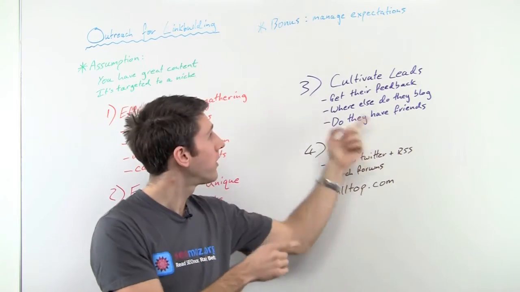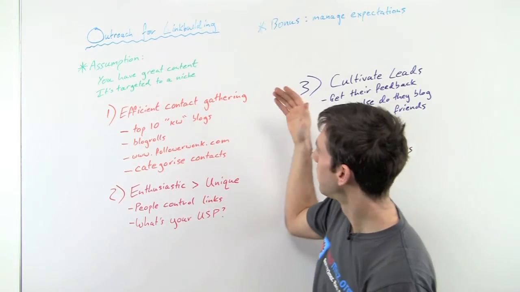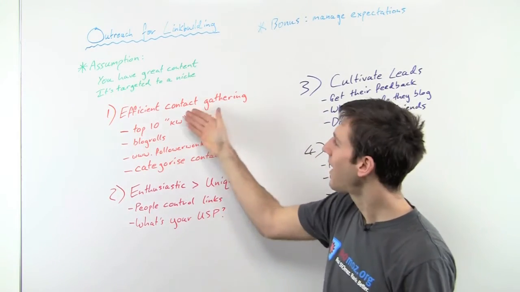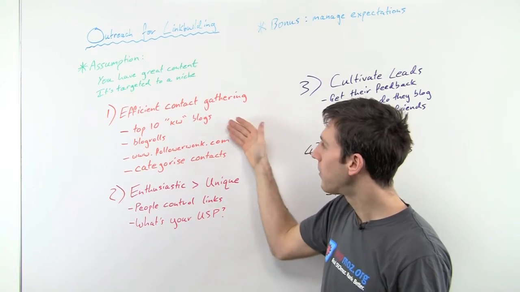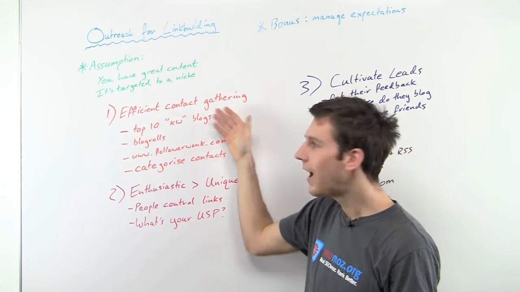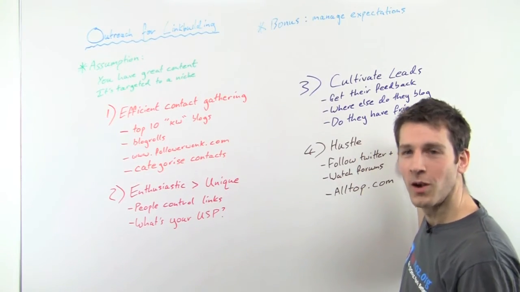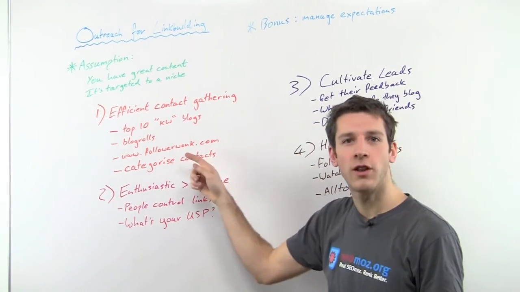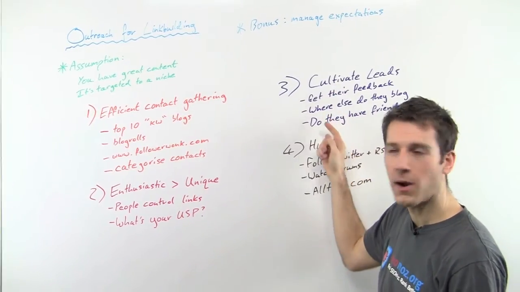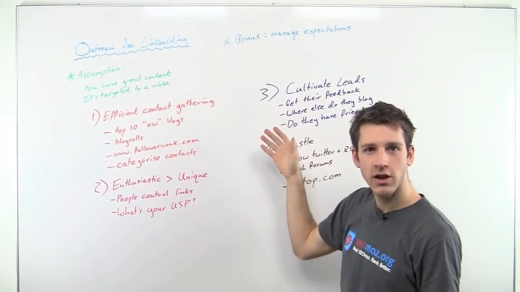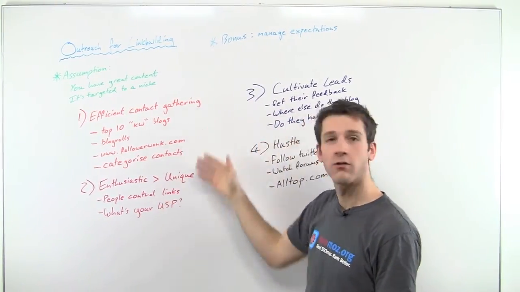So when you're doing this whole process again, when we come back to efficient contact gathering, don't forget the people that you've reached out to previously. Don't forget the people that were semi-lukewarm leads last time, but this time, maybe it's a different piece of content, or maybe you took into account some of their feedback. So make sure that when you're doing outreach, even if you're not getting links, you're building relationships.